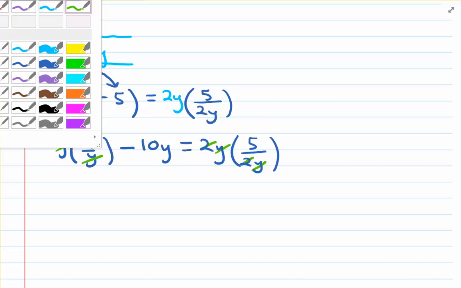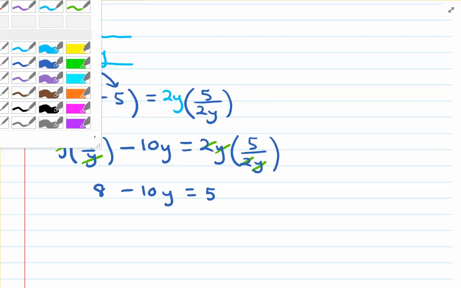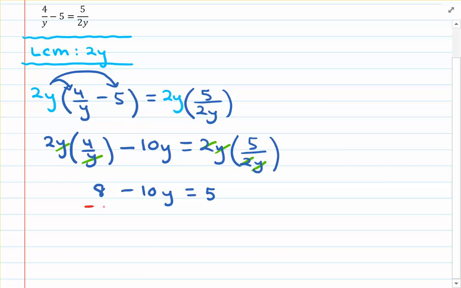So let me just change pen colors. So I mentioned we're going to have 2 times 4 left over, so that's 8 minus 10y. And on the right-hand side, we're going to have just 5 left over. And here we are. We're back to linear equation territory. So all of those techniques that we were discussing with solving linear equations apply here. What I think I would go after next is subtracting 8 from both sides. So we'll do that. We'll subtract 8 from the left, 8 from the right.